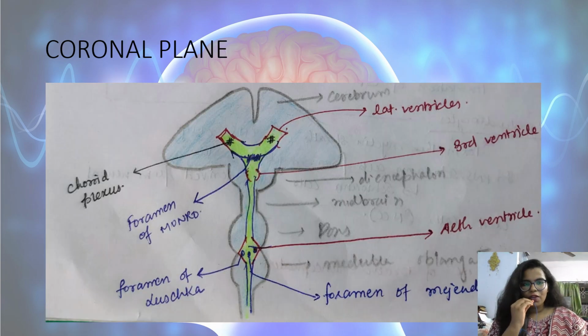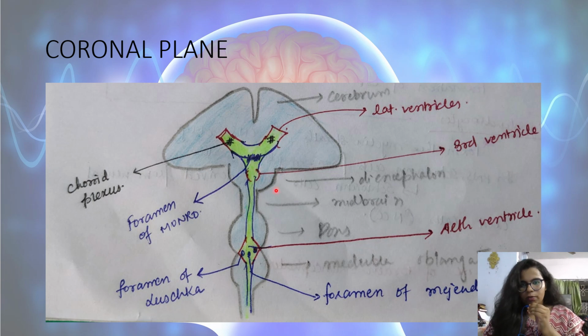Okay, so next we're going to deal with the coronal section or plane. I'm sorry for the image, but this is a very easy schematic diagram that will help you grasp it very easily. I have used my own notes image over here. Let's go from the forebrain to the hindbrain. First we get the cerebrum, followed by the thalamus over here, then we have the midbrain, then the pons, and then the medulla oblongata, which goes further into the spinal cord.